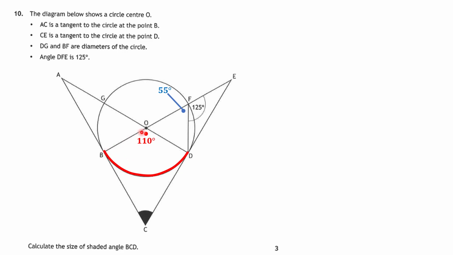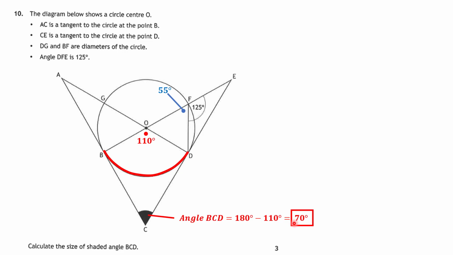Now this shape OBCD is a kite. We know that this is 90 and that's 90. The opposites add up to 180. So it's the same for this. The opposite angles add up to 180. So the angle we want down the bottom is going to be 180 take away 110, and it's 70 degrees.